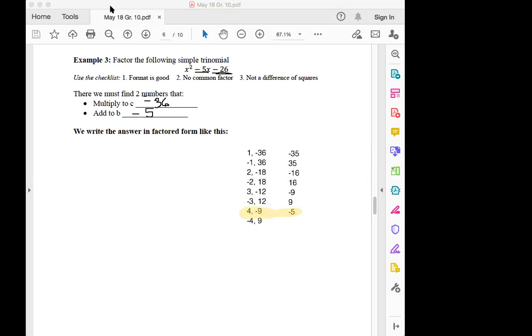Okay, so our two numbers are going to be added into our brackets, and that is your factored form. That is all you've got to do. So we've got x plus 4 and x minus 9. Okay, and that's it. I wish you luck, and hopefully it's simple enough for you.